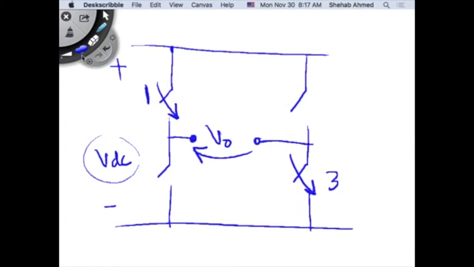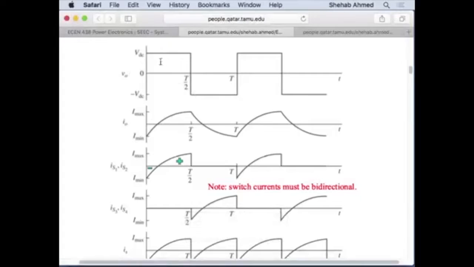And when switch 2 and 4 are connected, I think that's what they call them, we will have an output of minus VDC because we flip the terminals of the load. We just flip the load across the input. Here we have 1 and 2 connected. Here we have 1 and 3 connected, and then here we have 2 and 4 connected.